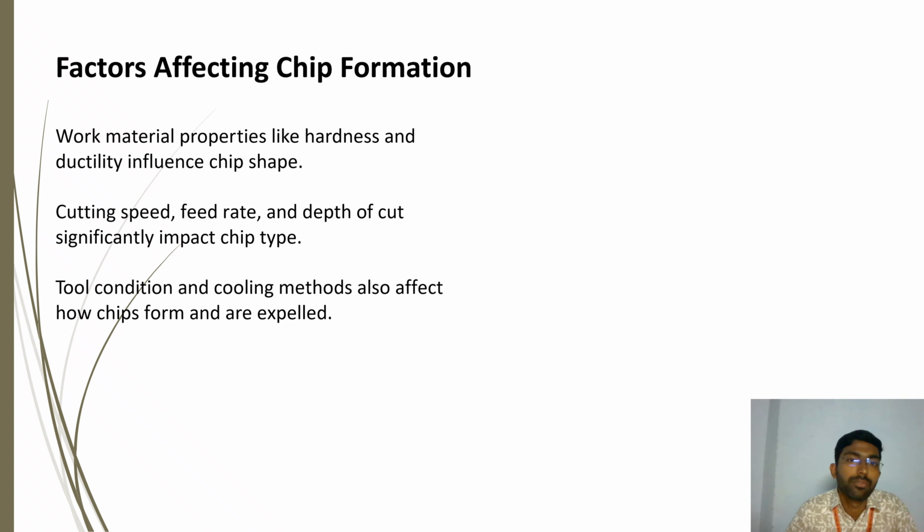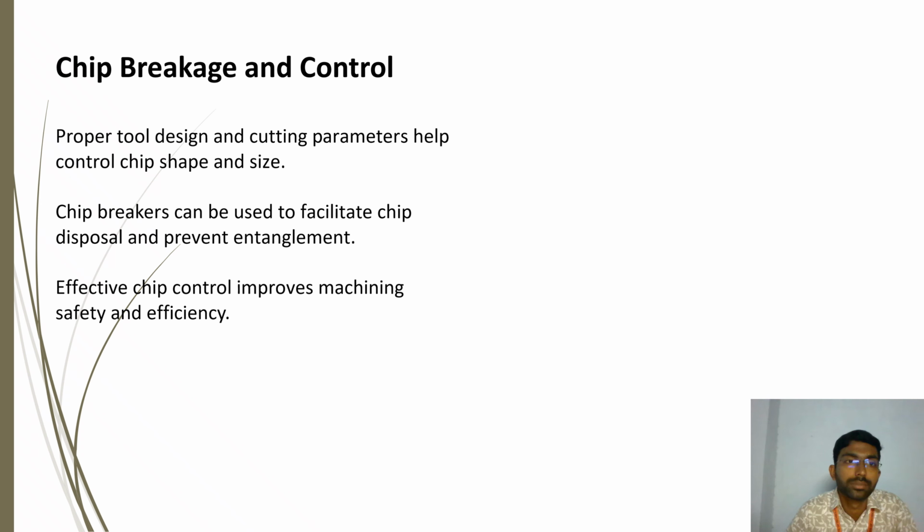Factors affecting chip formation. Work material properties like hardness and ductility influence chip shape. Cutting speed, feed rate, and depth of cut significantly impact chip type. Tool condition and cooling methods also affect how chips form and are expelled.